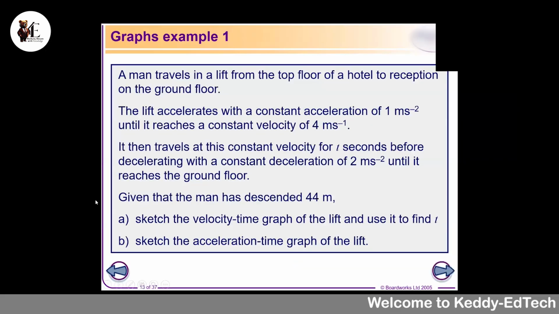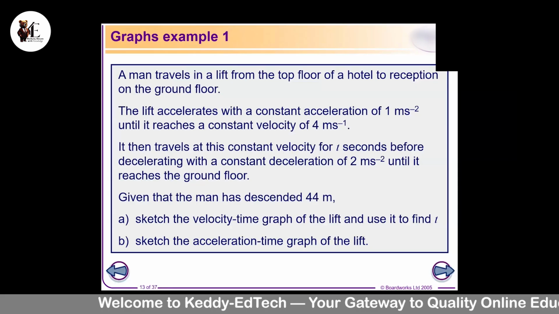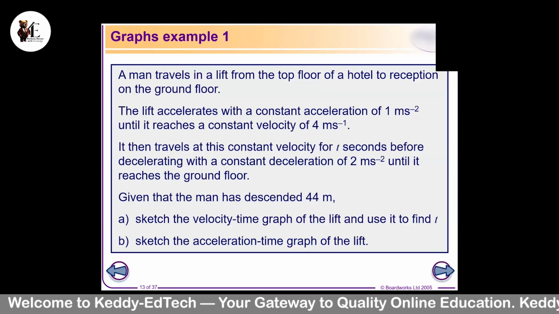We were on this part, right? This was the one. Yes, ma'am. So first, let me show you the part. This is the acceleration time graph of the lift.